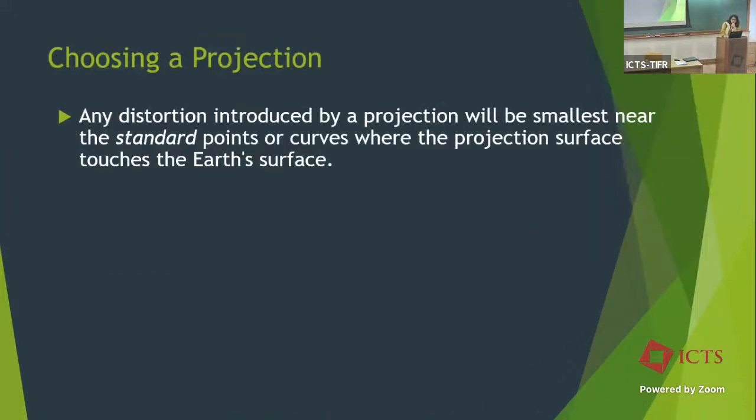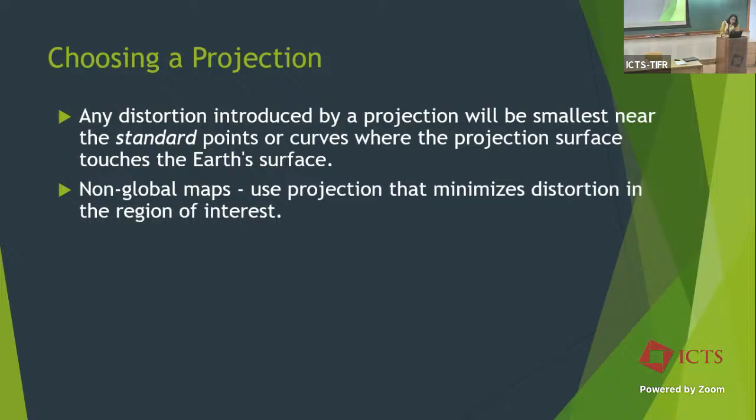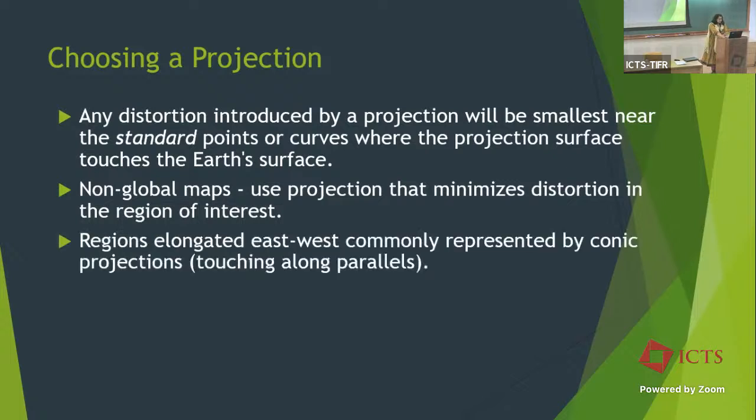So how do you choose the right projection? Any distortion introduced by projection will be smallest near the standard points or the curves where the projection surface touches the Earth. When you're using non-global maps, try and use projections that minimize distortion in your region of interest. We talked about regions elongated east-west. They're commonly represented by conic projections. The more lines of latitude or parallels that the conic projection touches, the better.